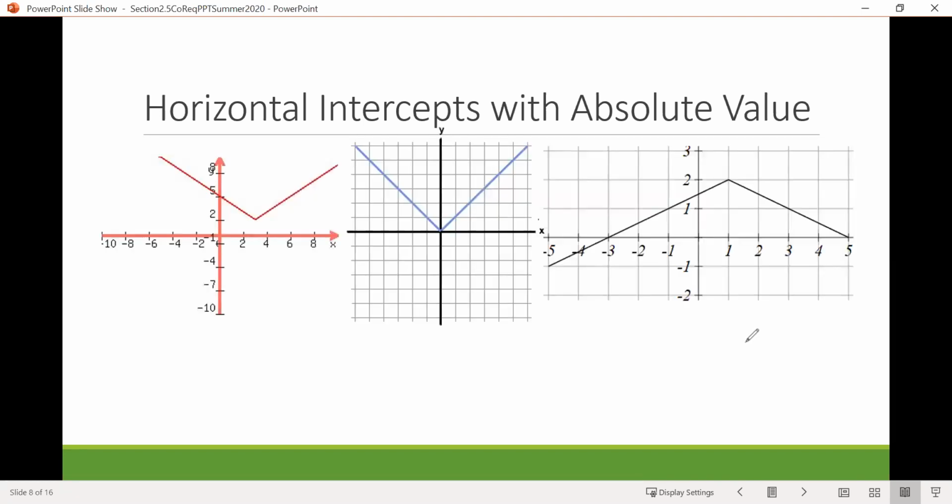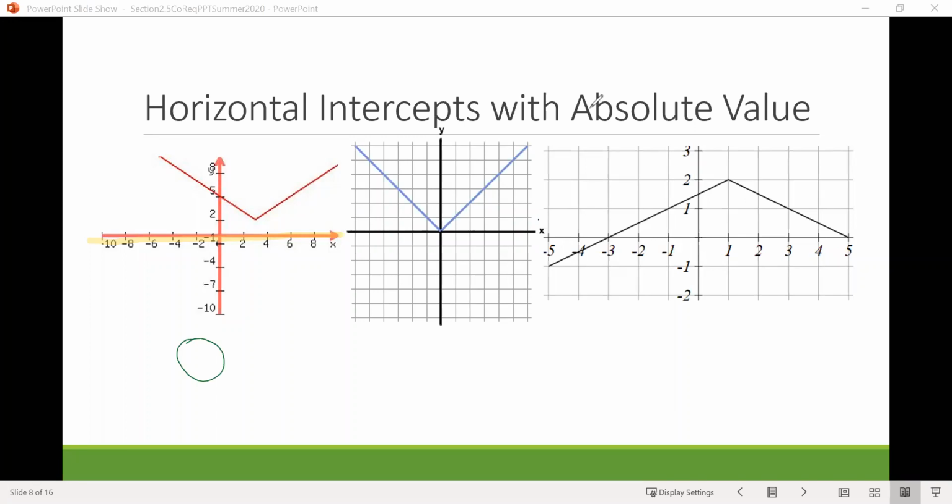Well, let's look at three different possibilities here. In the first graph over here on the left, notice how many horizontal intercepts there are. And remember, horizontal intercepts means where it intersects the horizontal axis. In this case, it looks like there would be 0, right? Because if we look at the horizontal axis being this one here, that absolute value function will never intersect it. So there's an example where we could have 0.